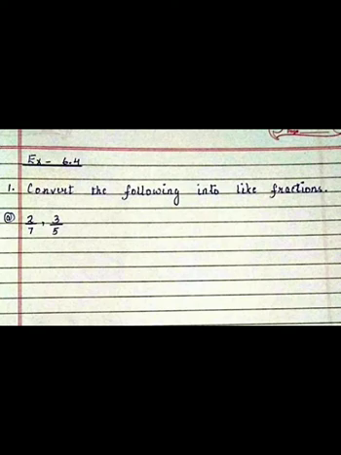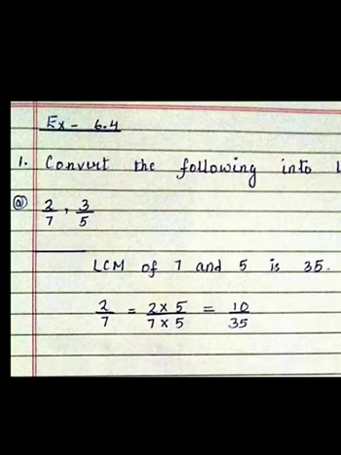Question number 1, convert the following into like fractions. Question number A, we have 2 by 7 and 3 by 5. To convert the following into like fractions, we should keep in mind that we should first find the LCM of the fractions. LCM of 7 and 5 is 35. So we will find the equivalent fraction of 2 by 7 first. We have 35 in the denominator and divide 35 by 7, which is in the denominator of the given fraction.